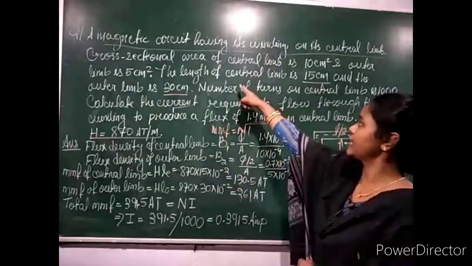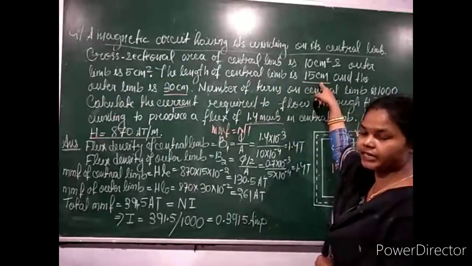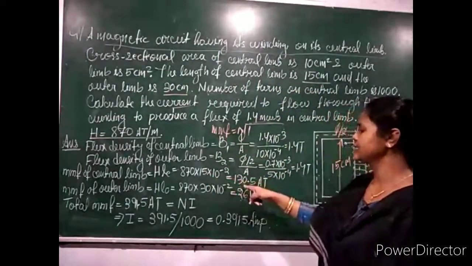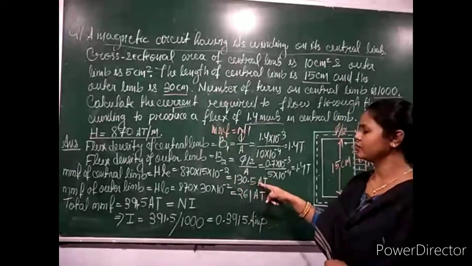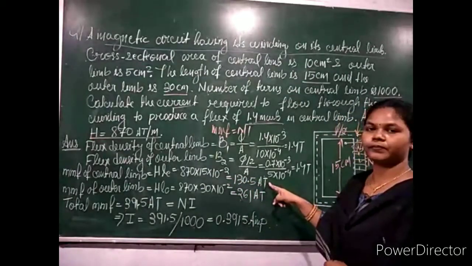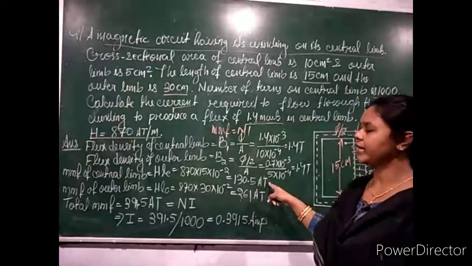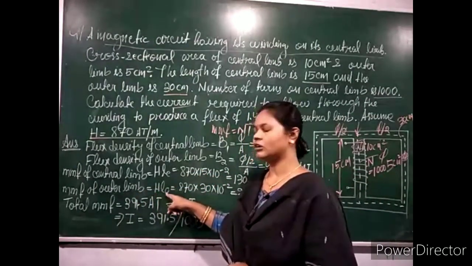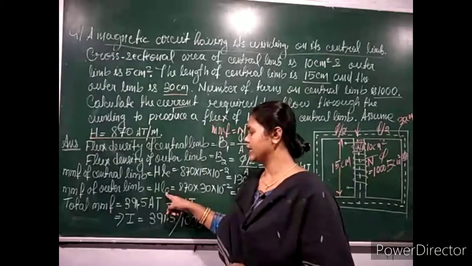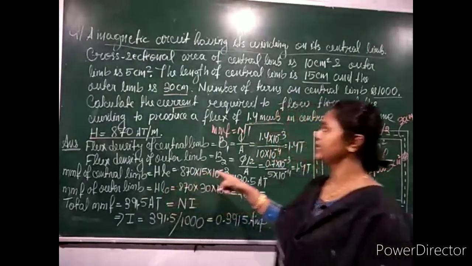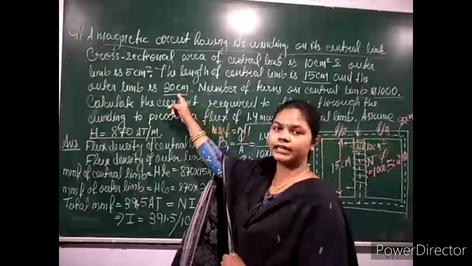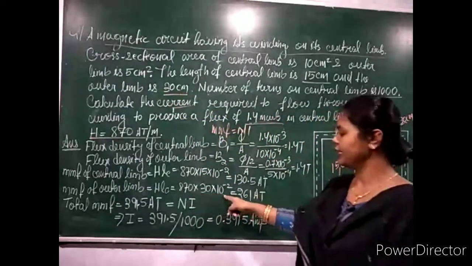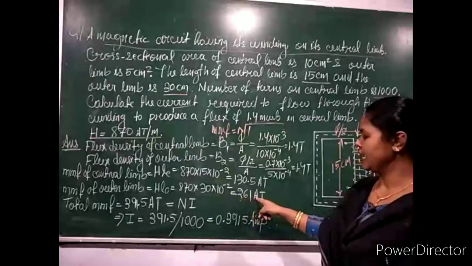Length of the central limb is 15 centimeter. So you put the formula and it is 130.5 ampere turn. Similarly, you calculate MMF of outer limb, that is H, intensity, into length of the outer limb. Length of the outer limb is 30 centimeter. So you put the value and you get the answer is 261 ampere turn.